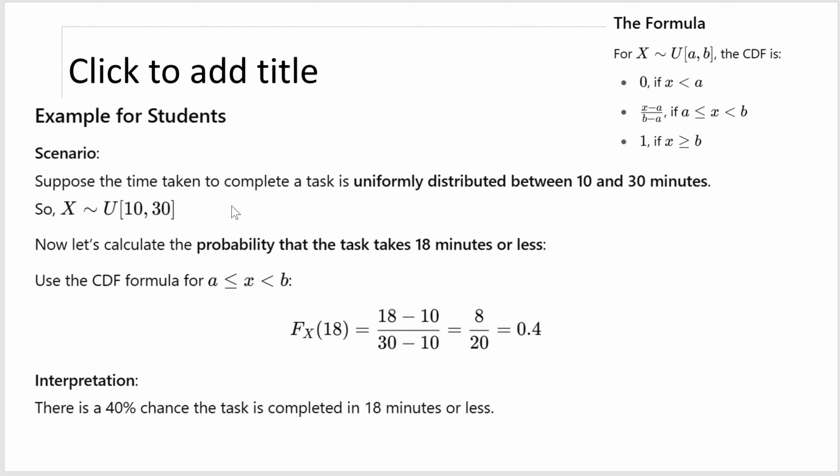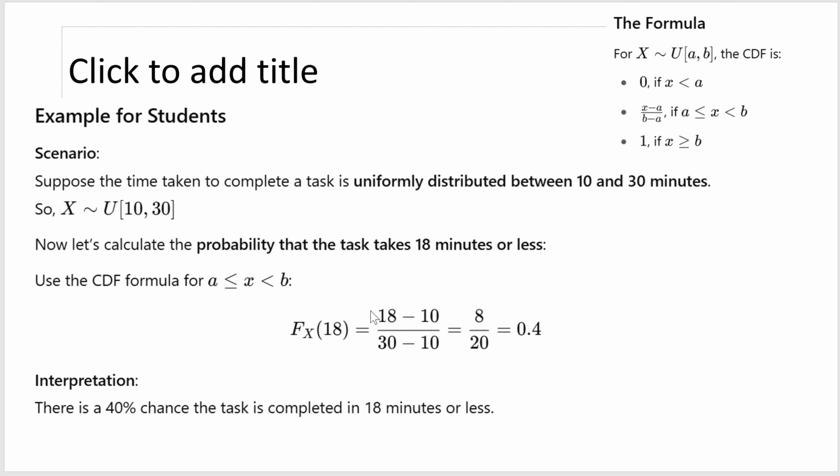Suppose the time taken for a student to complete a task is uniformly distributed between 10 and 30 minutes. So X is a uniform distribution ranging between 10 and 30. Let's calculate the probability that the task takes 18 minutes or less. Now, 18 is between 10 and 30. So 18 minutes or less means 18 till 10. 18 till 10 is actually 8. So 8 multiplied by the height, and that should be your answer.